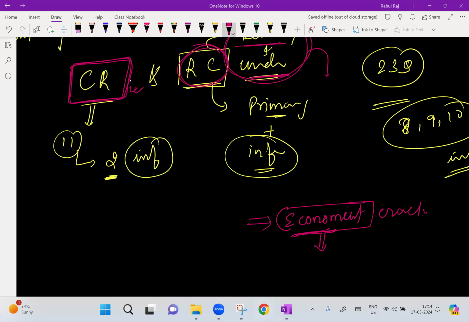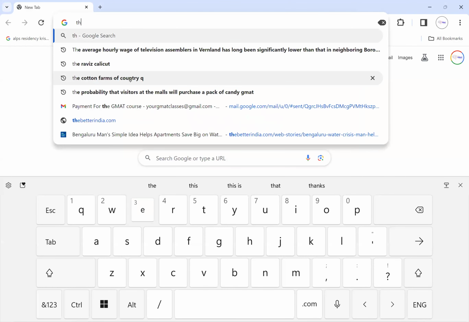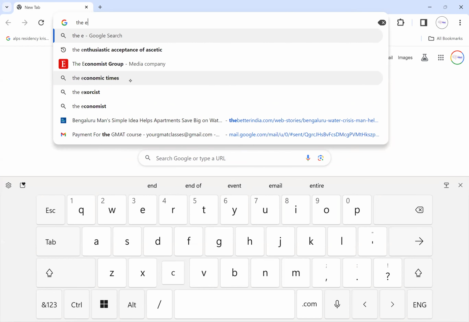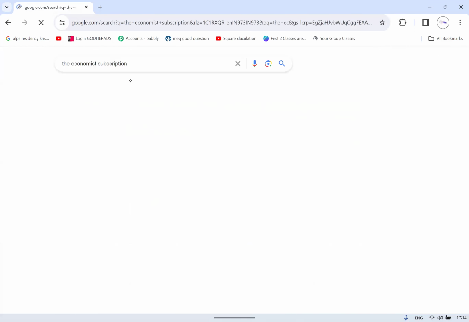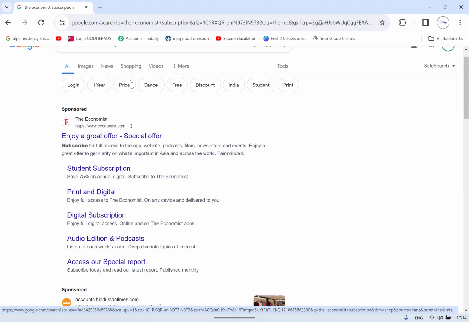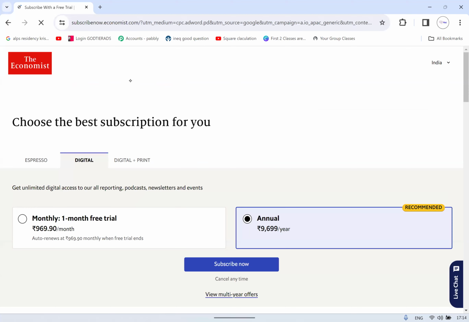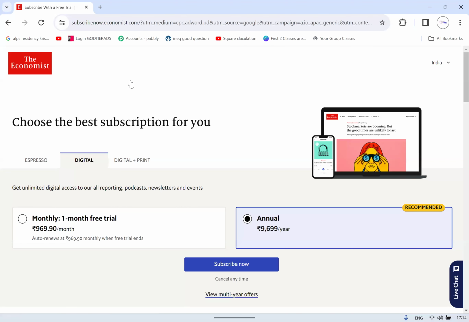I'll show you which magazine I'm talking about. I'll give you the crack version of it. The Economist subscription. You don't have to subscribe, please ensure, because this is a costly one. I'll give you a crack version. This is one of the very beautiful magazines, I can tell you. 100% it should be read.